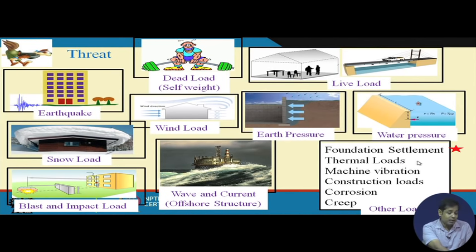If you think that is a significant part of your threat. Machine vibration, if you are making a structure for a machine, then vibration from the machine needs to be considered. Then construction load, during construction also you can have different kinds of loads that need to be considered. Corrosion effect, creep. You can Google it, or you can see any books to understand what is corrosion, what is creep. But these are some loads that also need to be considered. So these are some of the threats that need to be considered when you design or analyze a structure.